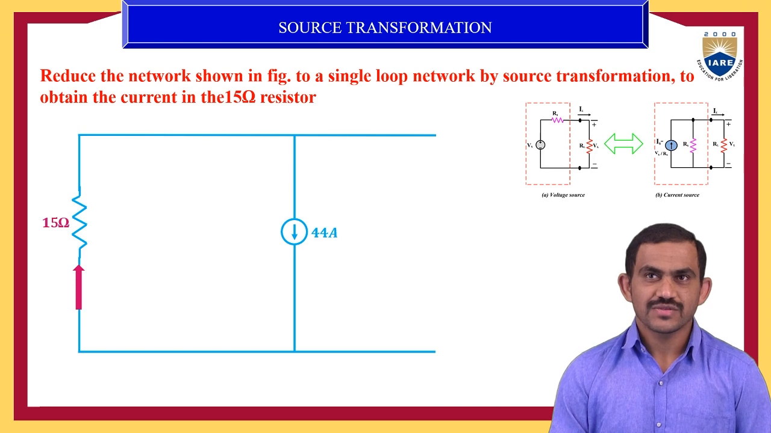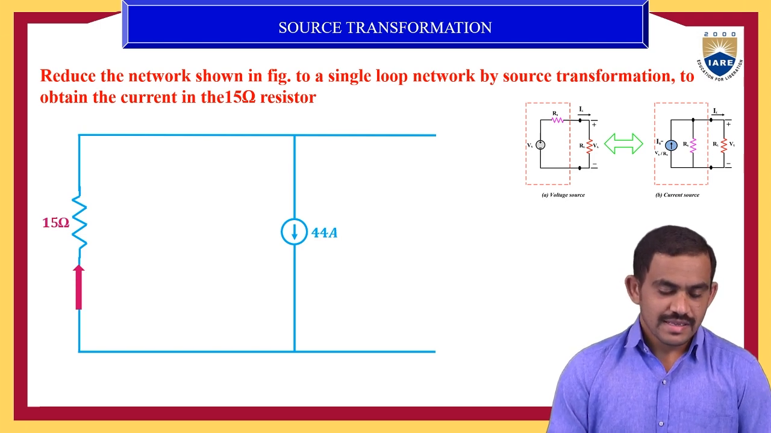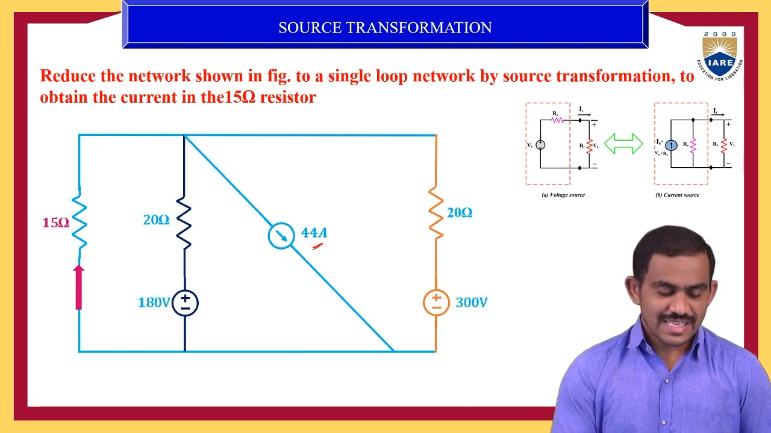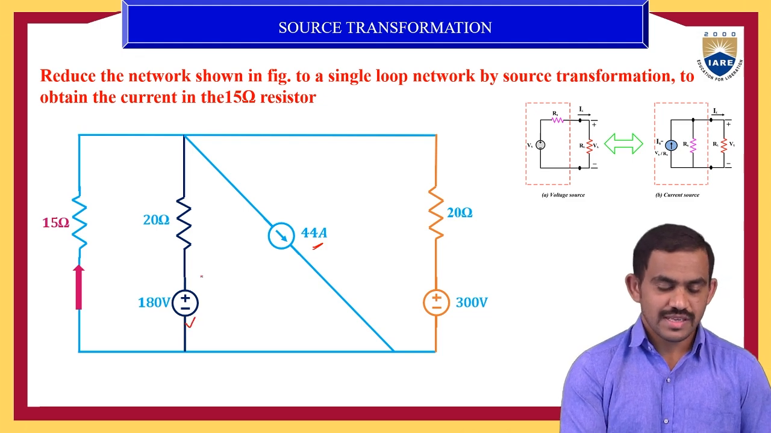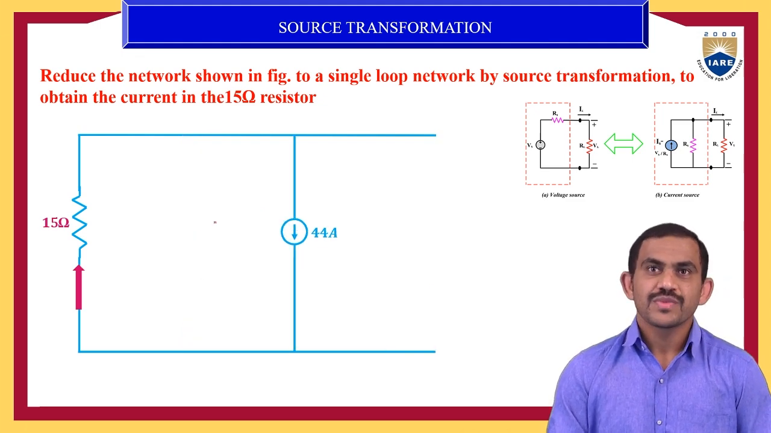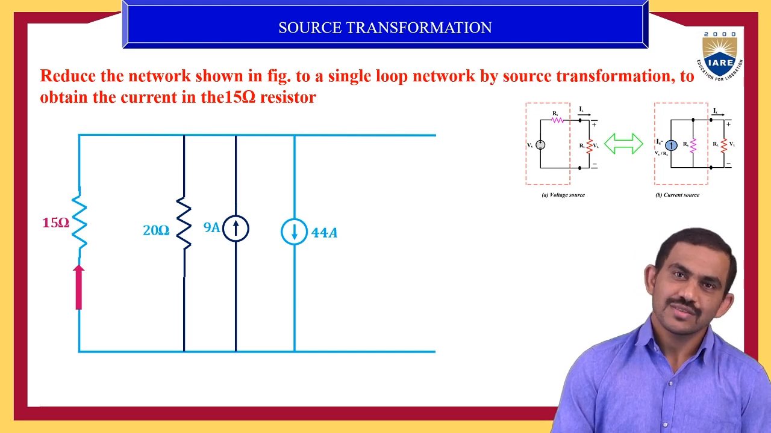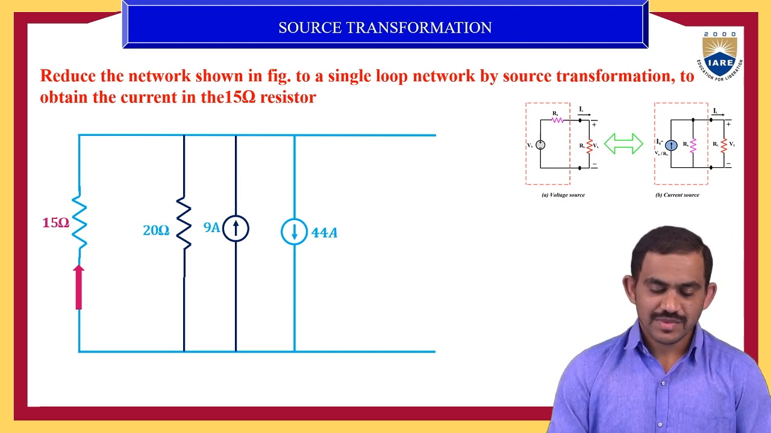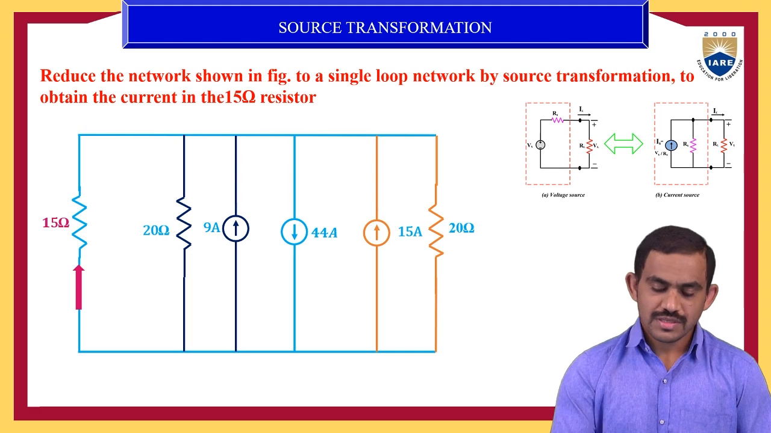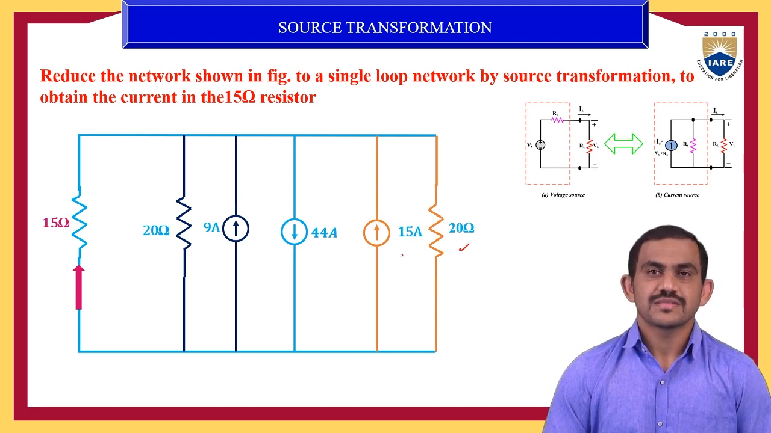So same here, current is 44 amps, and your 20 as well as 180 volts converted to same 20 ohms resistor and current source, that is 9 amps. And same thing here, 20 ohms and your current 15 amps.